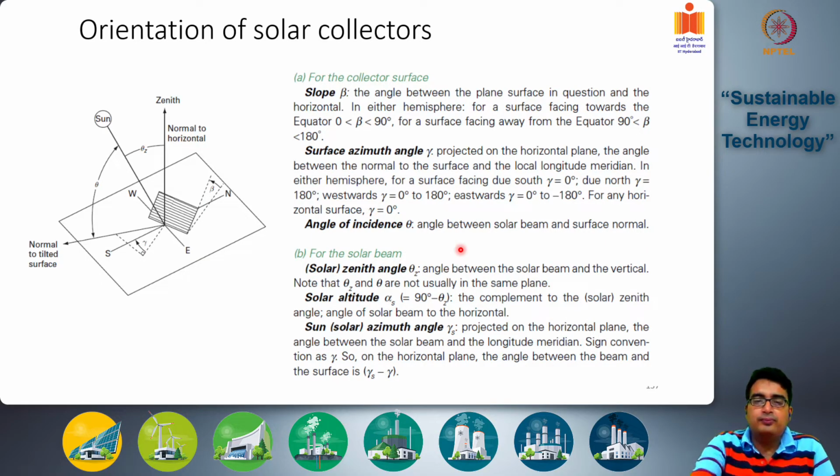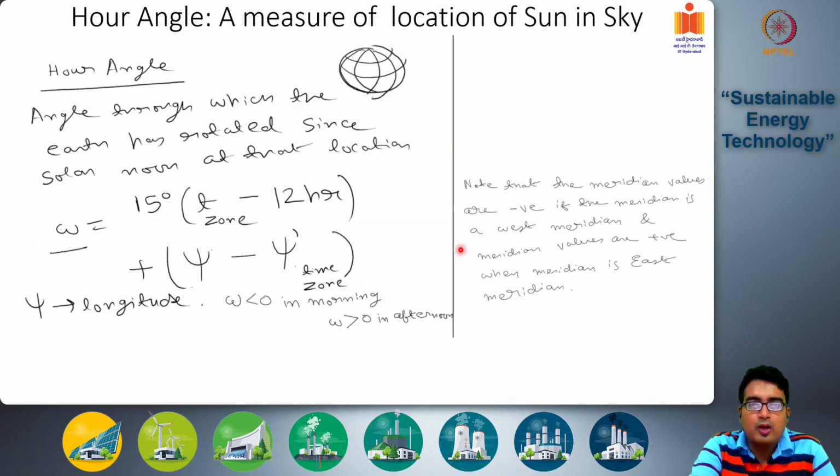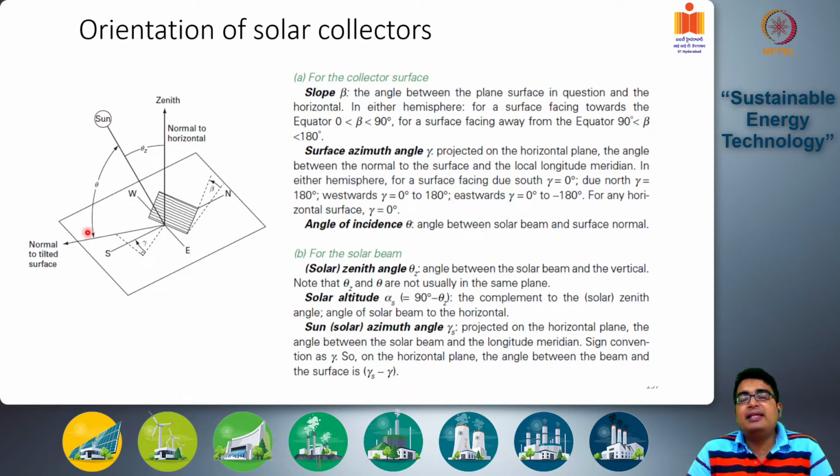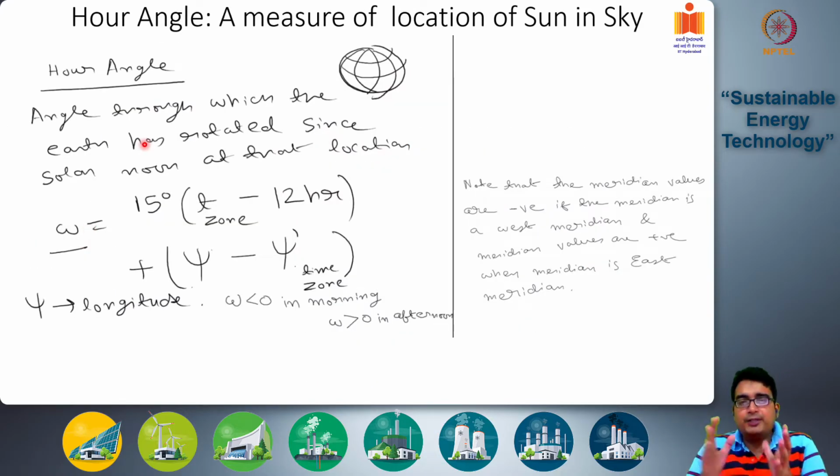Given these values, we can evaluate the value theta at any given time of the day. So let us see how that is being done. The first point we have to figure out is what is called the hour angle. This hour angle is the angle through which the earth has rotated since the solar noon at that location.